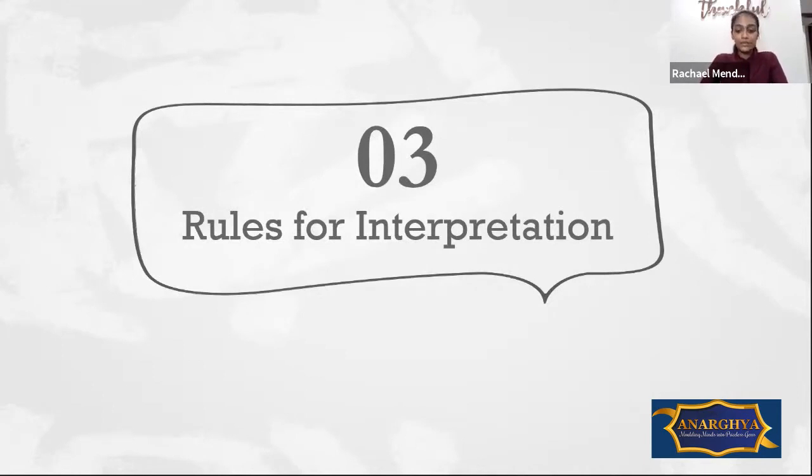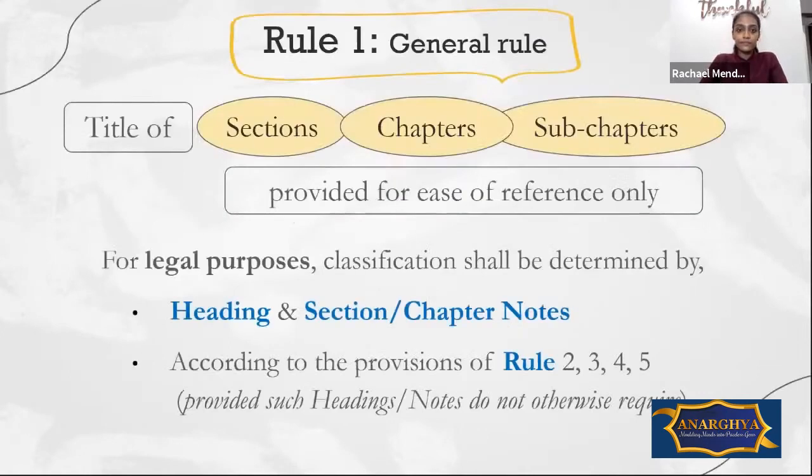It covers 6 rules. The first rule is the general rule, which basically states that you should not classify on the basis of titles because they're given only for your reference. But classification must be done on the basis of headings, section and chapter notes, and the subsequent rules.